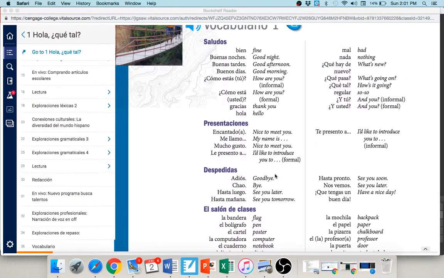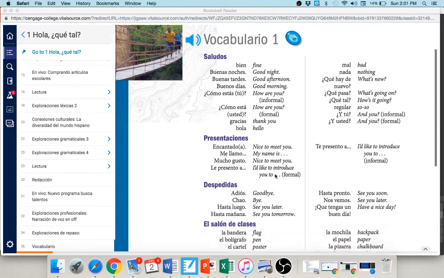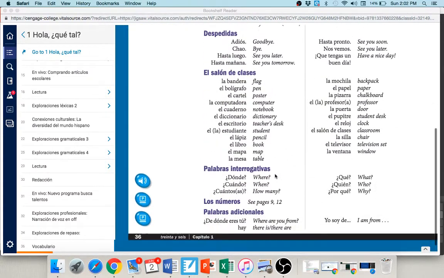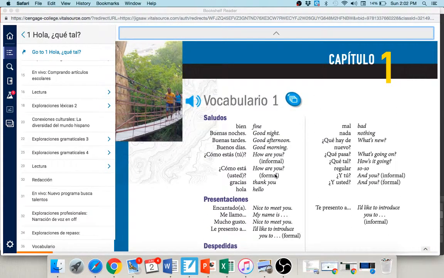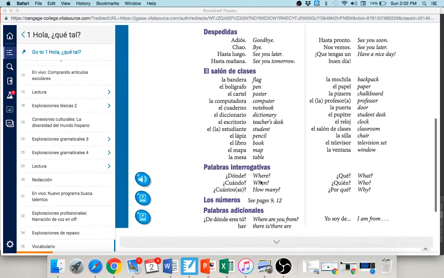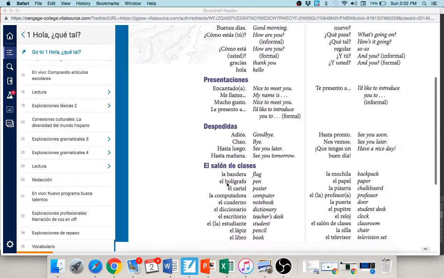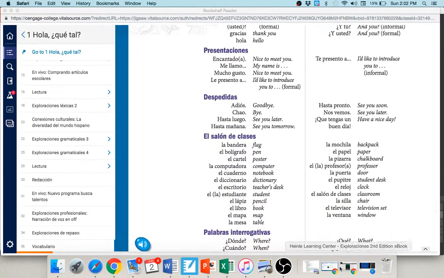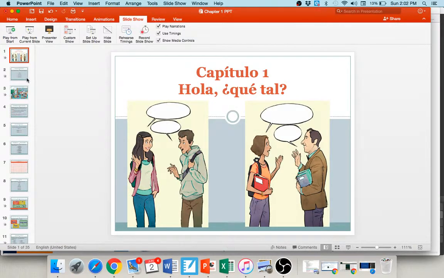Again, all of this vocabulary is available for you here in your book. That's why we have the interactive flashcards. I'm not going to spend a ton of time on vocab because that's something you can study and learn on your own. But I do want you to know where to find it. Again, pages 36 and 37 for Chapter 1 in your book. Those are all available for you to study at your leisure.